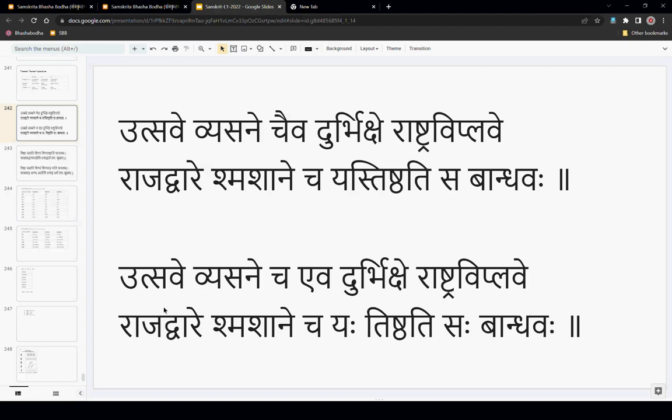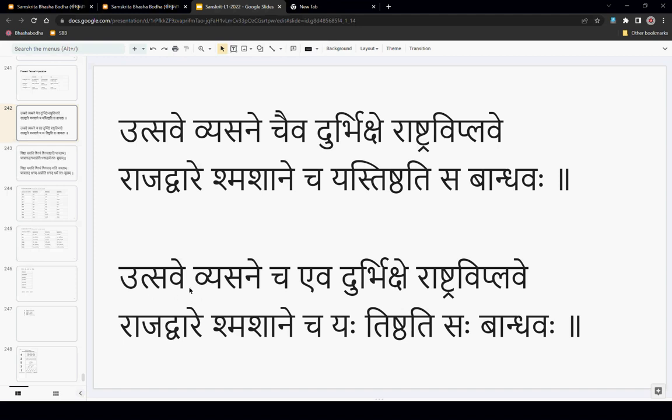Like Utsave. What is Utsava? Utsava means utsavaha, festival, celebration. So utsave means in the festival, or in celebration, or in good times, when somebody is celebrating. He's in a happy mood, good times. Utsave, and then vyasane. What is vyasanam? Bad habits. Bad habits are in bad times also, like somebody is feeling bad.